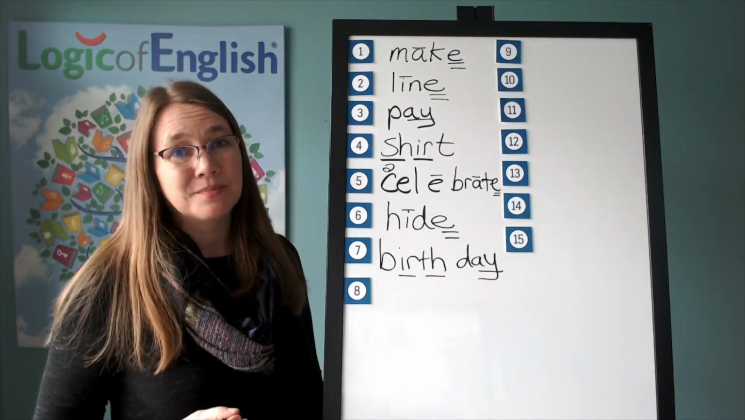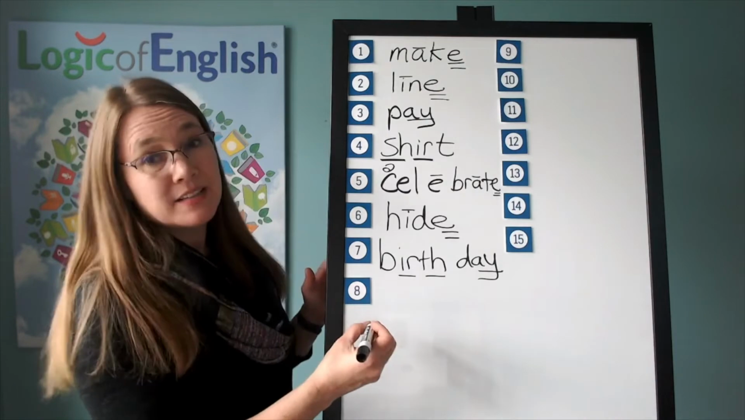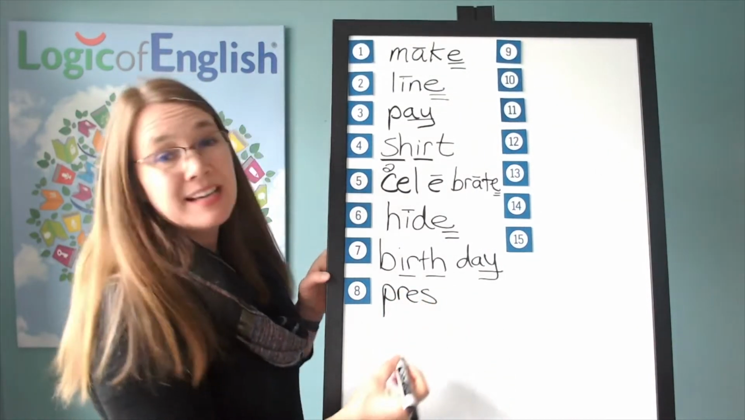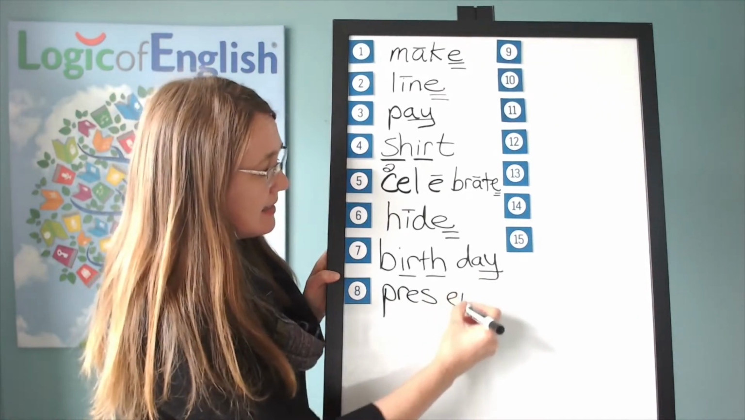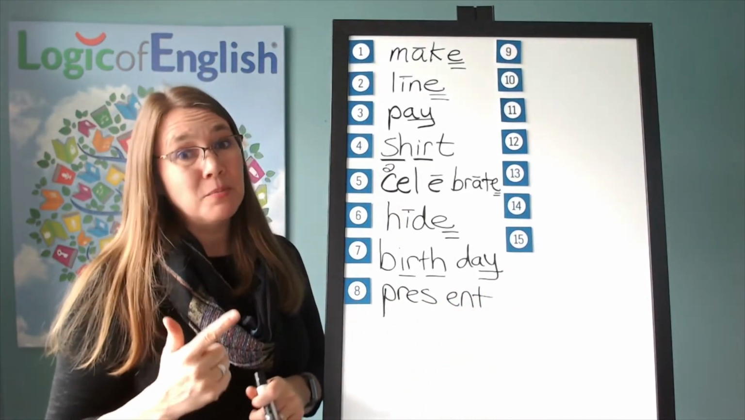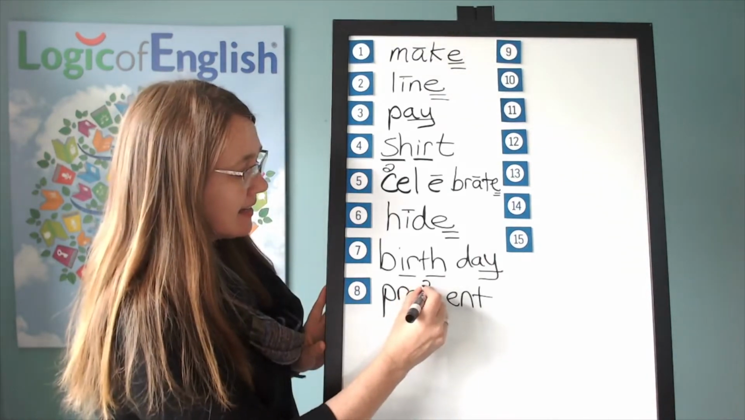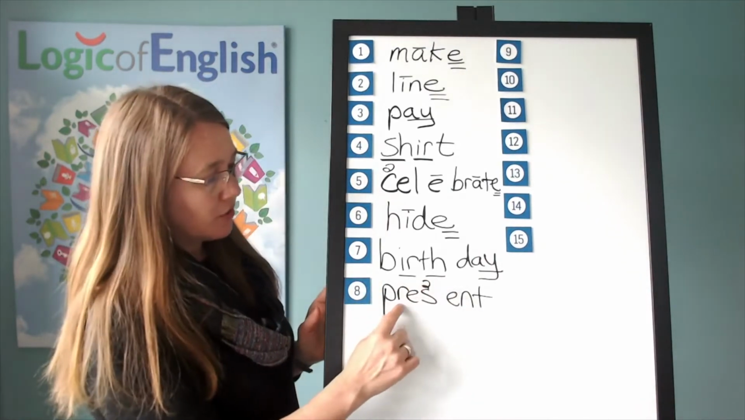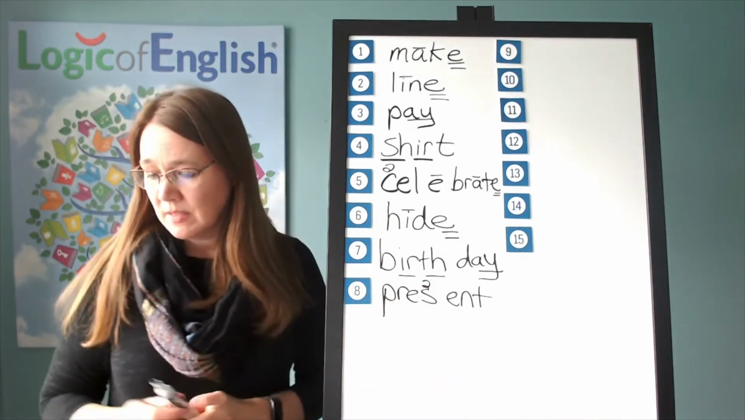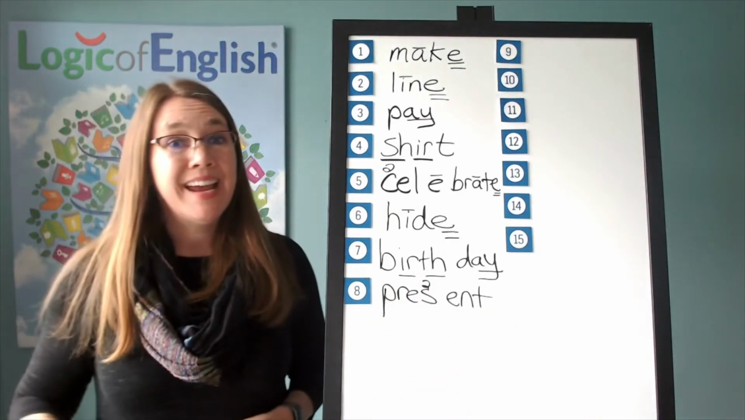Pres-ent. And help me to write it. The first syllable is pres. P-r-e-z. The second syllable is ent. E-n-t. And what sound of s-z do you hear in present? The second. Let's read it. P-r-e-z-e-n-t. Present.